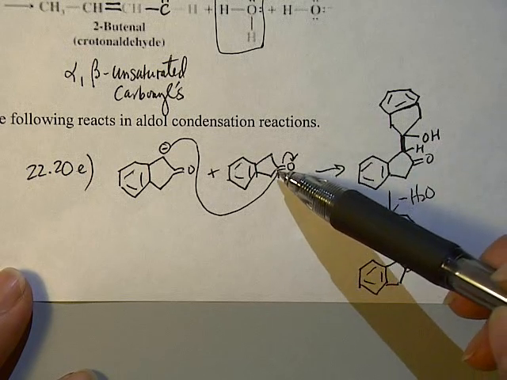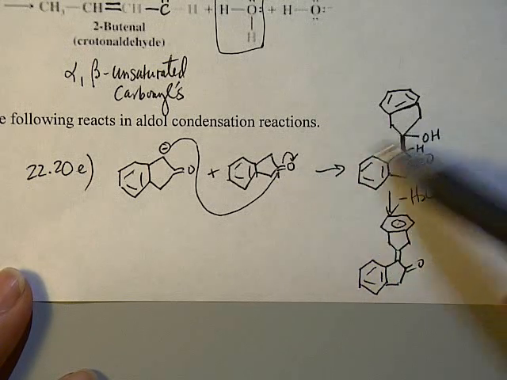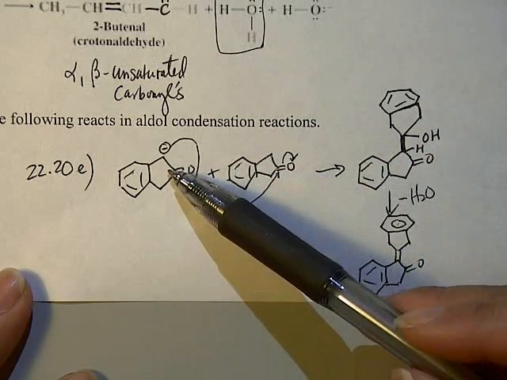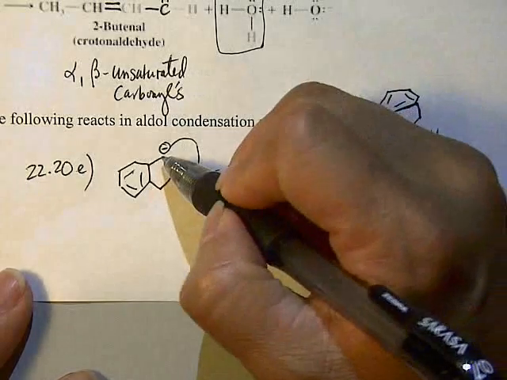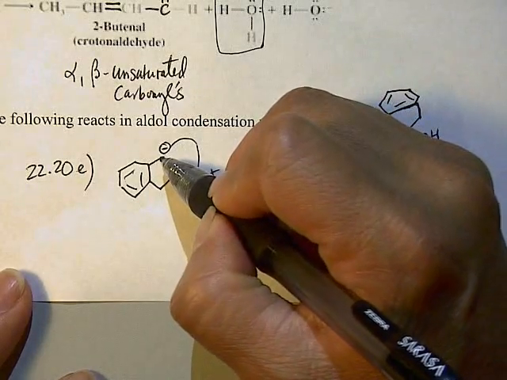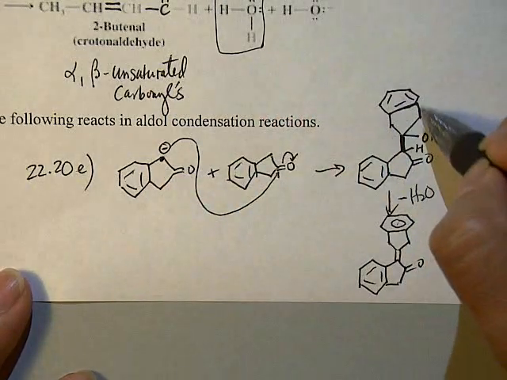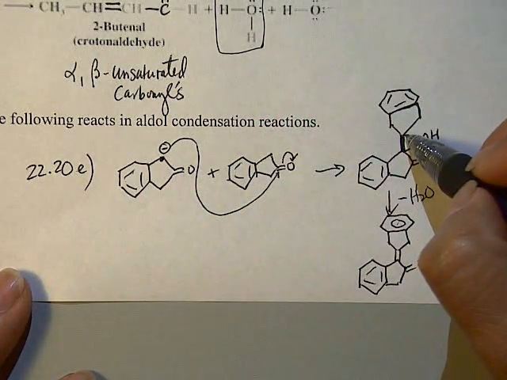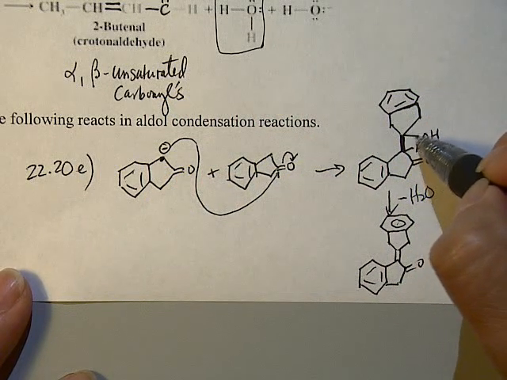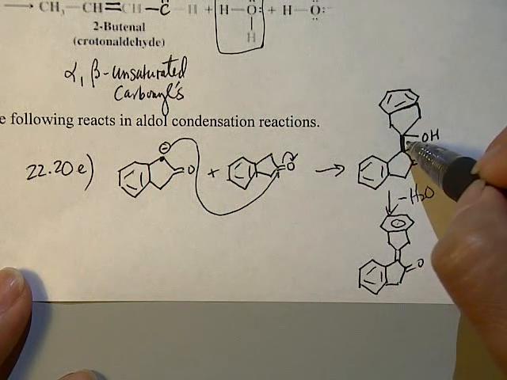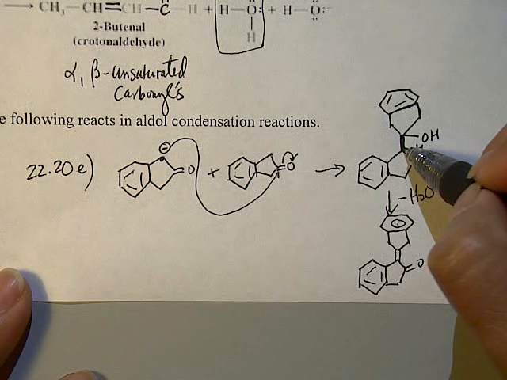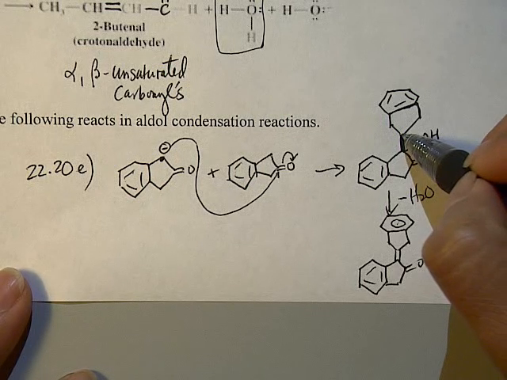And probably the difficulty that a lot of students have in doing these condensation reactions is being able to redraw. So make sure you form the enolate and know exactly which carbon you're going to make the carbon-carbon bond with, and then redraw the unreacted starting material, and make sure that you're making the correct bond between the nucleophile and the electrophile.